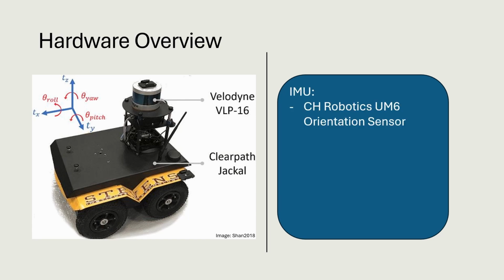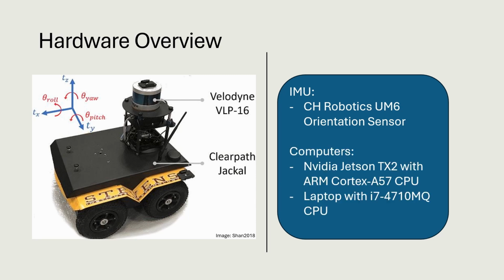In addition to the LiDAR, an IMU is installed on the system. This is not mandatory but helps the algorithm to get useful initial guesses, as we will see later. The LeGO-LOAM developers used the CH Robotics UM6 orientation sensor, a low-cost IMU, for this purpose. For the computation, two different devices are tested: the NVIDIA Jetson TX2, an embedded device with an ARM Cortex-A57 CPU, as well as a regular laptop with an i7 CPU, which matches the processor employed in the original LOAM, are used to test the performance and abilities of LeGO-LOAM in different experiments.